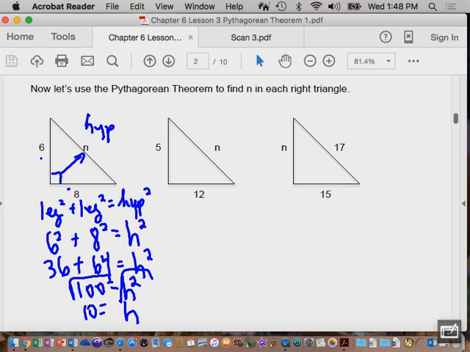First, draw the right angle, label the hypotenuse, leg squared plus leg squared, hypotenuse squared. That's it, keep working. Very good. Good work.